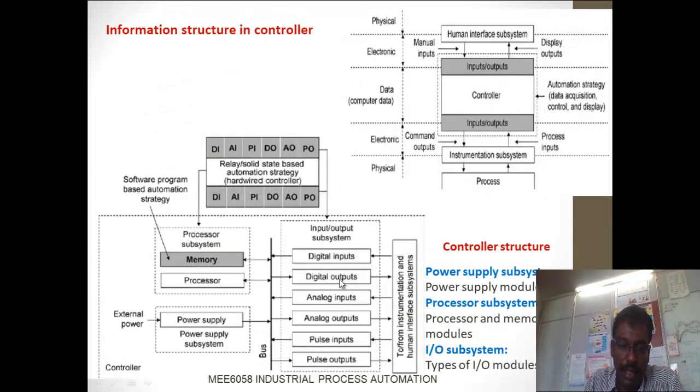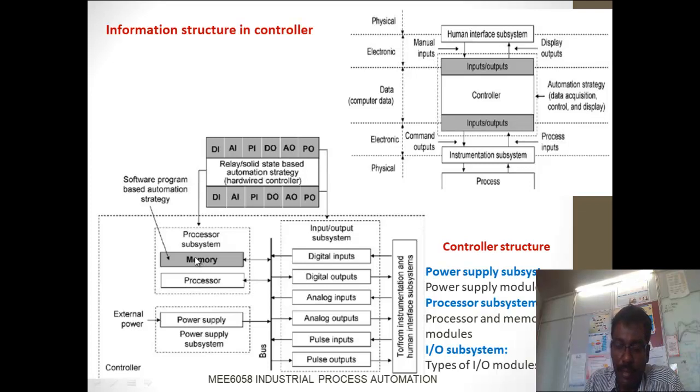So here we have the processor, power supply, and the IO systems. The IO systems are there to transfer the input and output signals from the instrumentation system to the processor system. For this processor system and the IO modules we need power, so that is taken care of by the external power source.